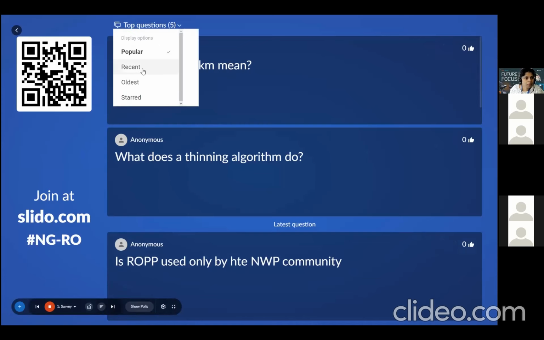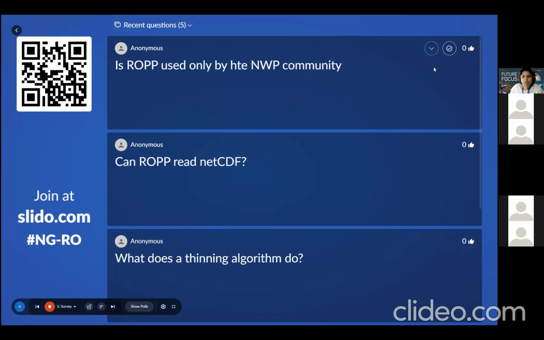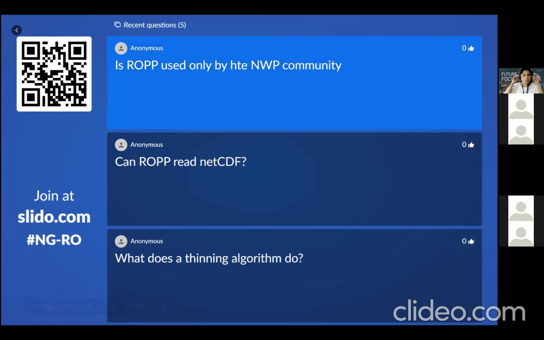I can maybe bring up the recent questions. Okay, let's do that then. Is ROPP used only by the NWP community? So the applications of ROPP. Depends how broadly you mean NWP. It's certainly used by researchers who are interested in things like tropopause height, boundary layer height, these sorts of things. Is that NWP community? It's not used just by operational centers, if that's what the question meant.